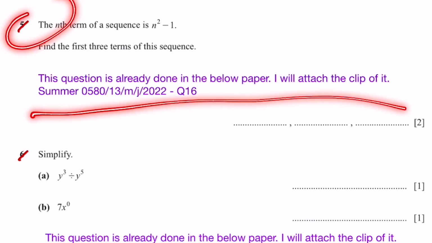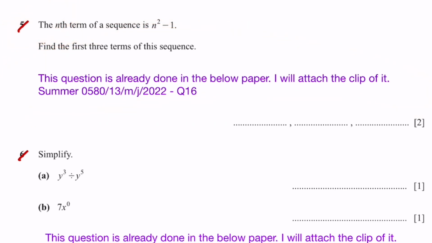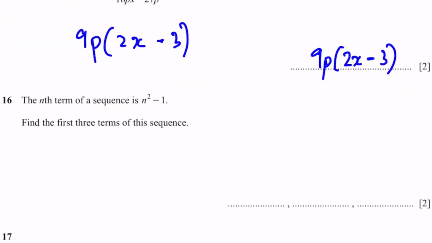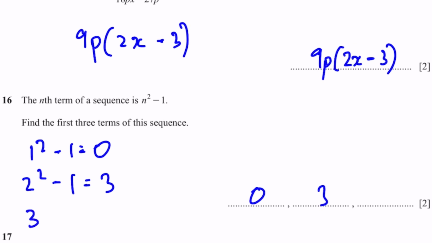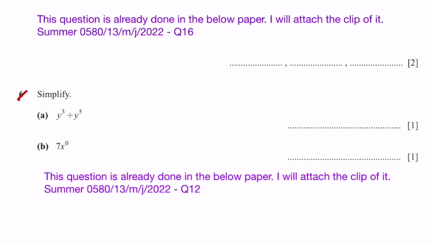Question 5. This question is already done in a previous paper, so I'll attach the clip of it. The nth term of a sequence is n squared minus 1. Find the first three terms of the sequence. So the first term is when n equals 1. So when n equals 1, 1 squared minus 1 is equal to 0. That's the first term. Next, when n is equal to 2, 2 squared minus 1 is equal to 3. Second term. When n is equal to 3, 3 squared minus 1 is equal to 8. That's the third term.